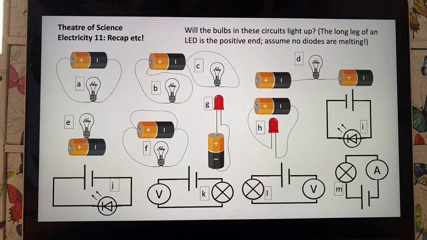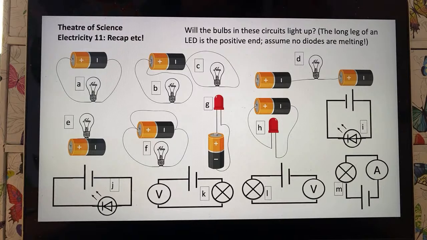F, you've got two loops of wire going from the positive terminal to the negative terminal of a cell, but only one of them has got a bulb in the middle. G, you've got an LED with a long leg touching the positive terminal of the cell, and the short leg is wired up to the negative terminal of the cell. Is that going to light up?